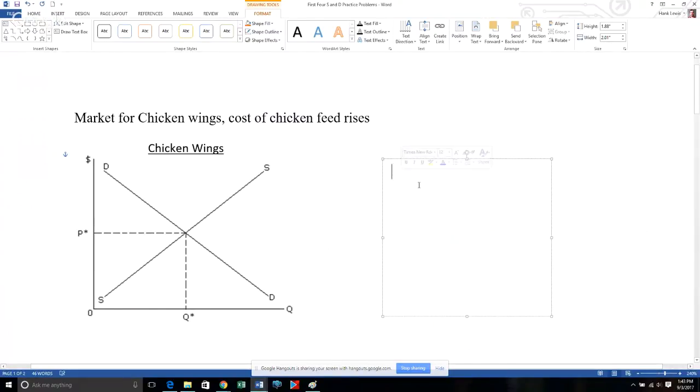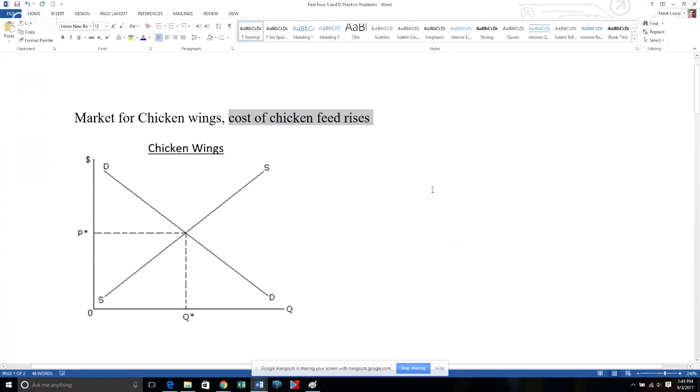And so we're going to start talking about this. Now, it says the cost of chicken feed is rising. Now, let's talk about chicken feed. That's like a mixture of grains at a poultry farm where they raise chickens for meat. That's what they actually feed the chickens. You don't feed the chickens, they have no meat on their bones.